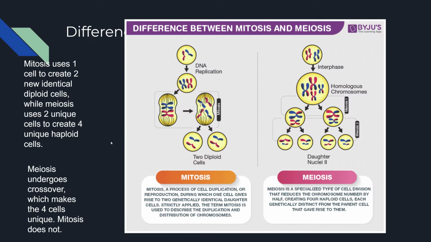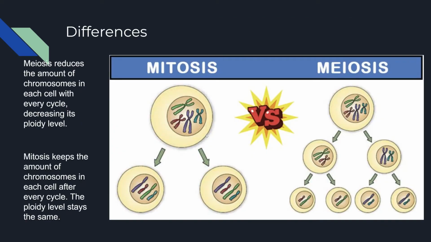Differences between mitosis and meiosis. Mitosis uses one cell to create two identical diploid cells, while meiosis uses two unique cells to create four unique haploid cells. Meiosis undergoes crossover, which makes the four cells unique. Mitosis does not. Meiosis, like I mentioned earlier, splits twice, whereas mitosis only splits once.